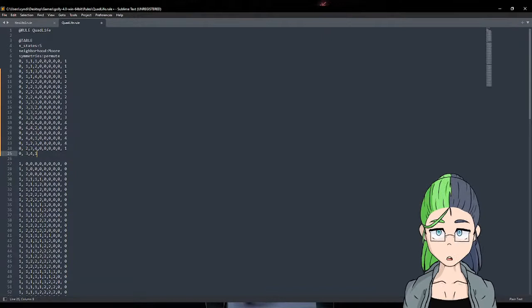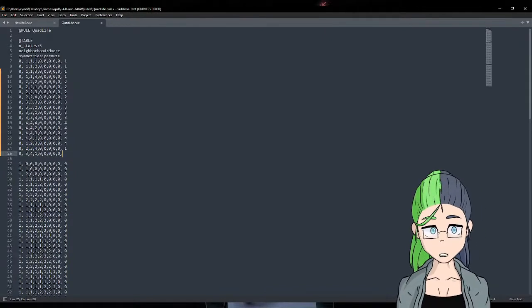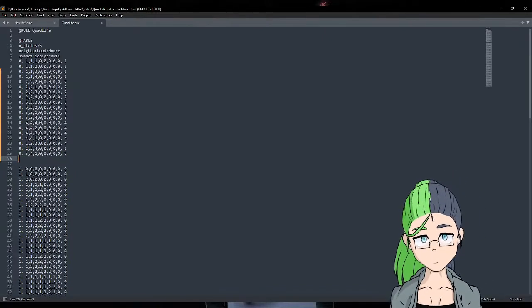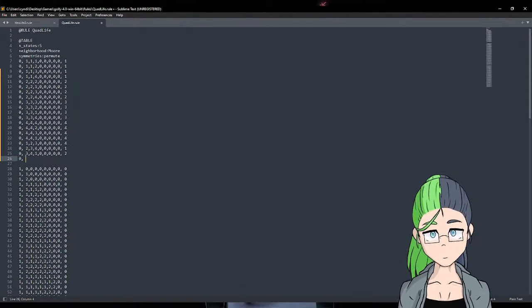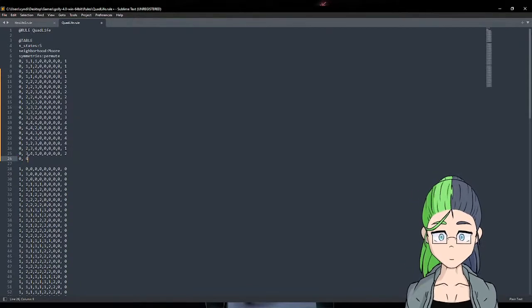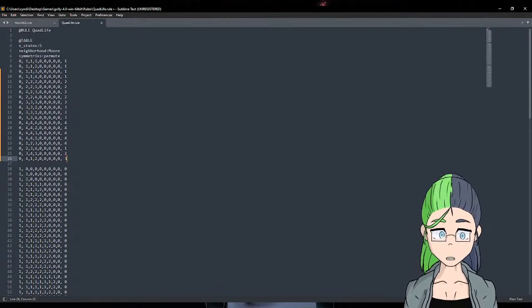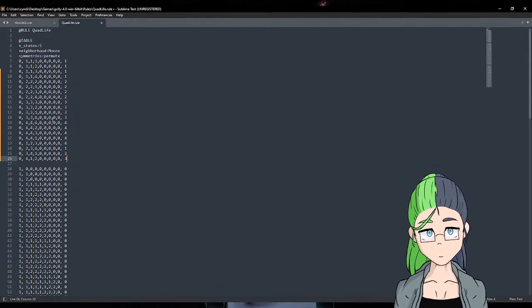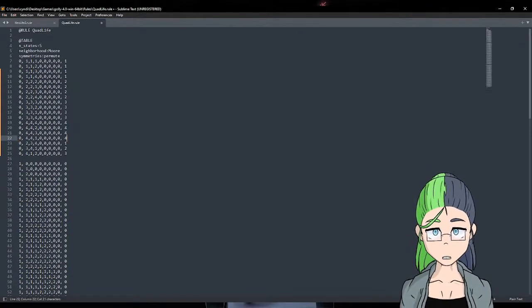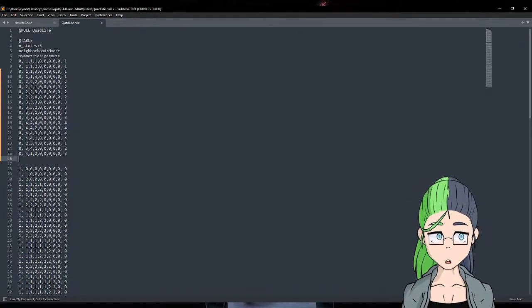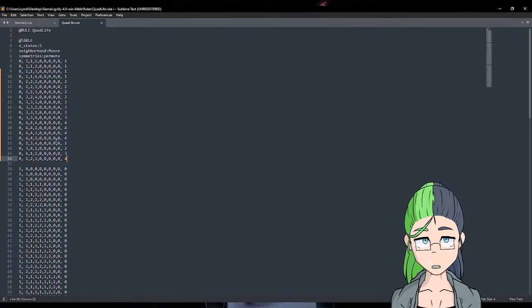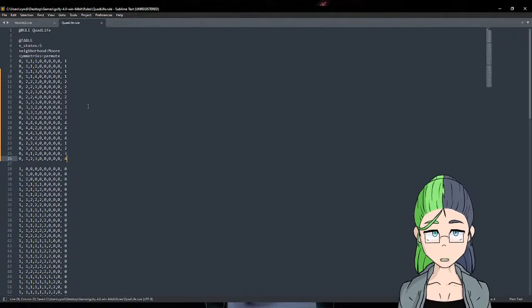Three, four, 1 becomes 2. And 4, 1, 2 becomes 3. Alright. Let's just rearrange that so it's a little easier to tell what's going on. Okay. Boom.